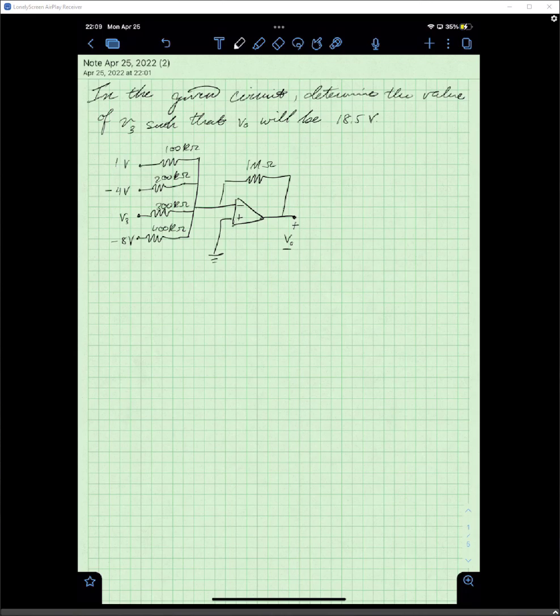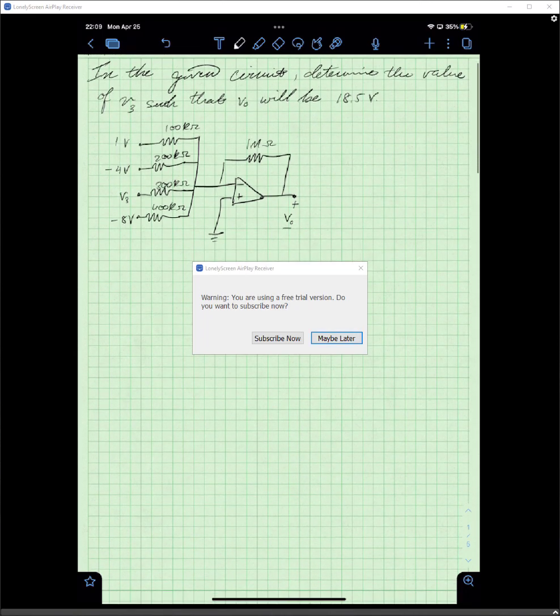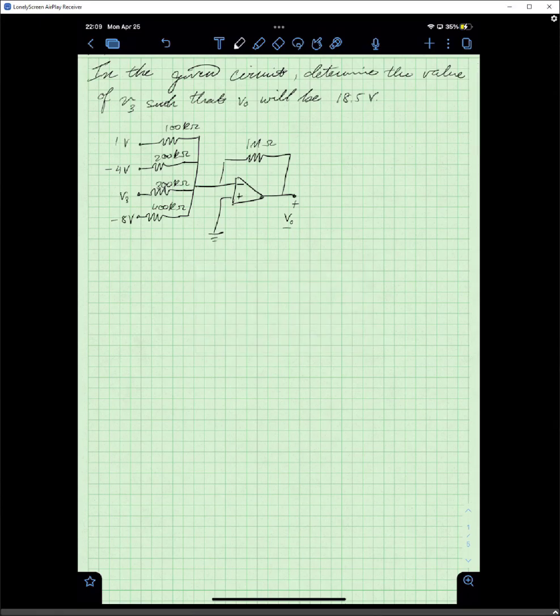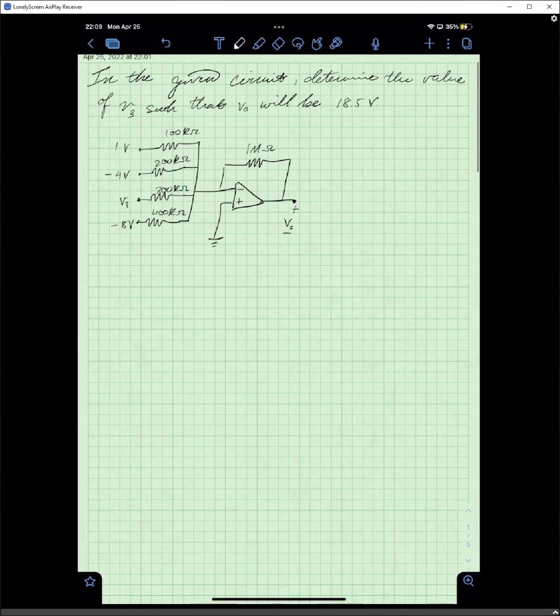Hey guys, I'm going to be doing 3 more FE problems. And in this one, it says in the given circuit, determine the value of V3 such that V0 will be 18.5 volts. So let me write down the labels really quick.